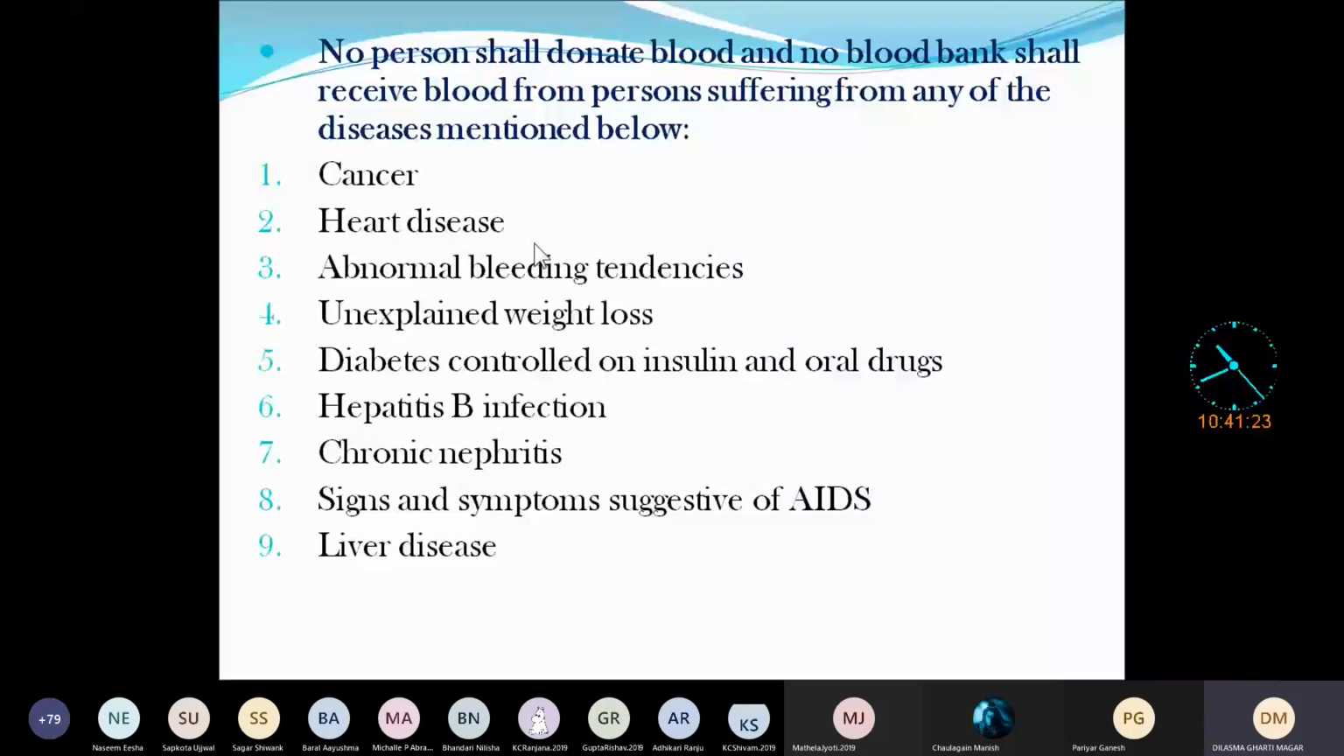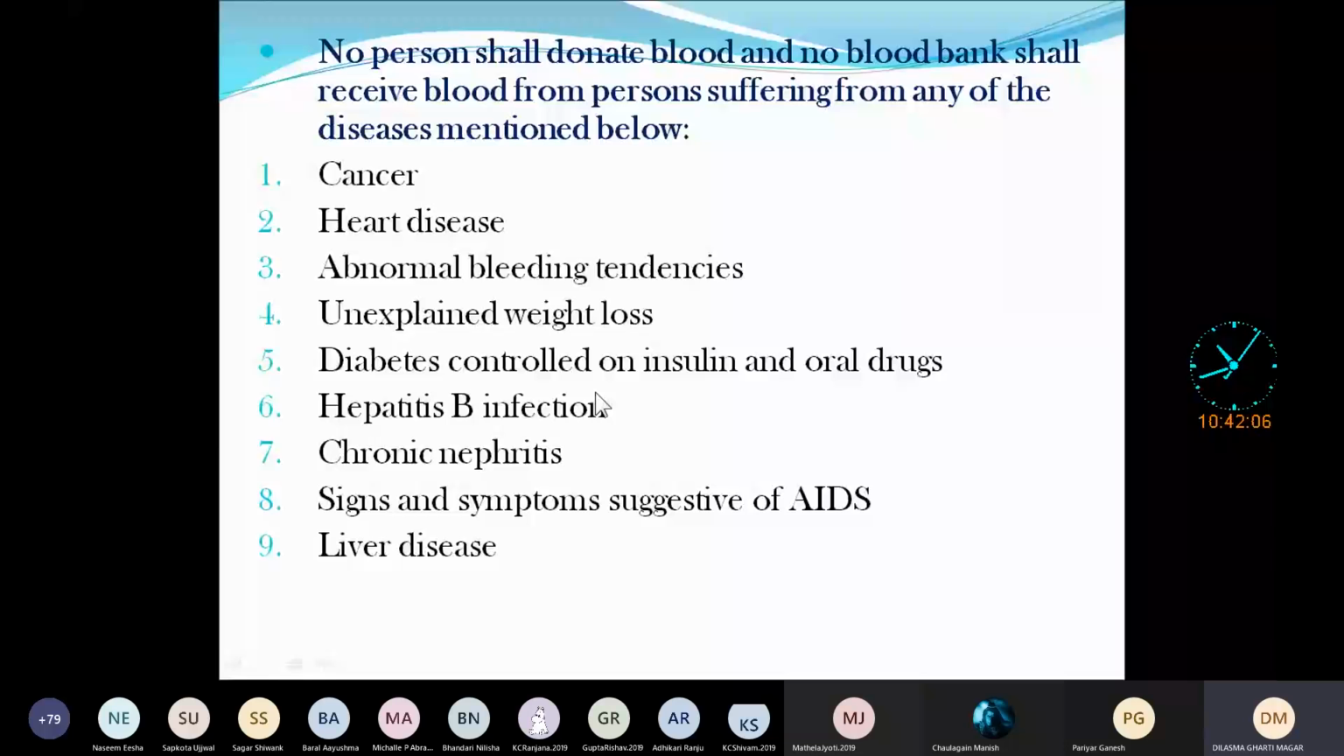Now in case of abnormal bleeding tendencies, like in case of hemophilia, we will not take the blood at all. And in case of unexplained weight loss, the person can have any disease, it may be malignancy, hepatitis, or tuberculosis. So many causes are there for unexplained weight loss, so at that time also we will not take blood. In case of diabetes controlled on insulin or oral drugs, if a person is on insulin and oral drugs, we will also not take blood.